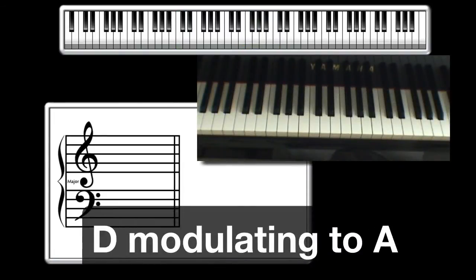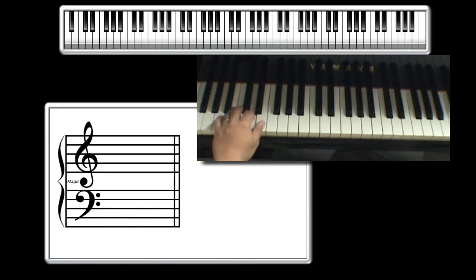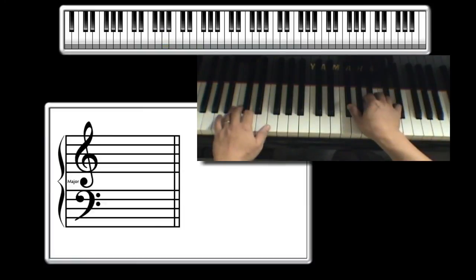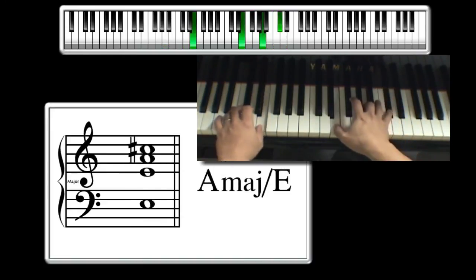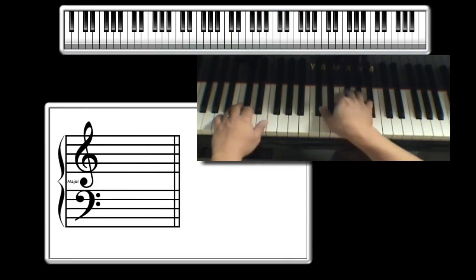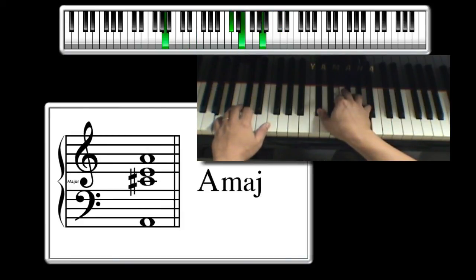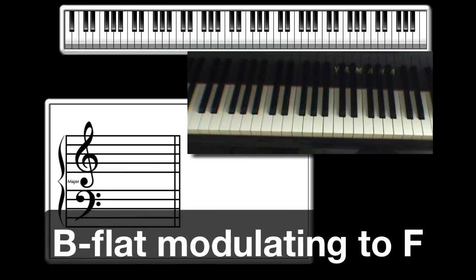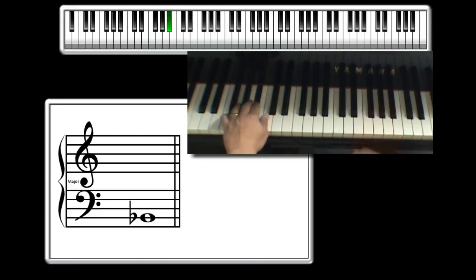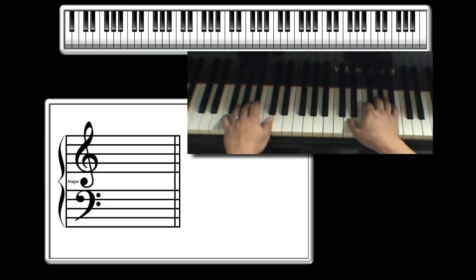Here's the next example. This one's D major, modulating to A major. Get your hand set. And finally, this is the last one. This is B flat major modulating to its dominant, which is F major. Here we go, both hands.